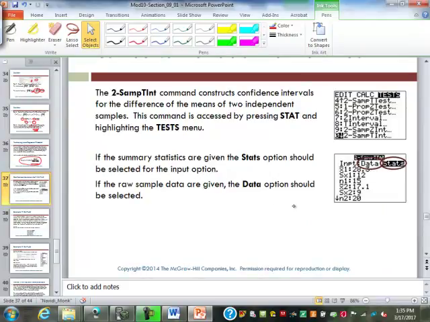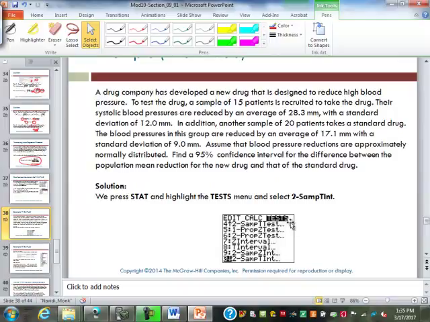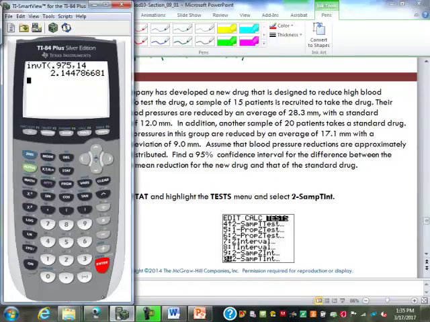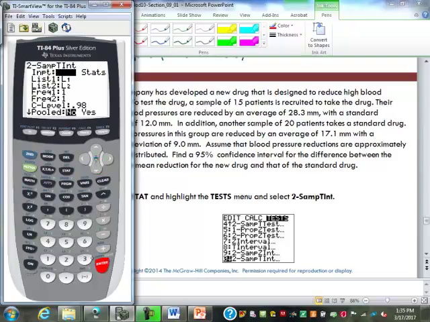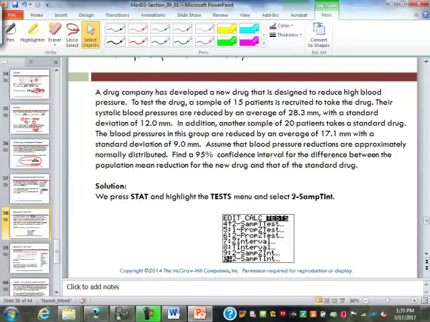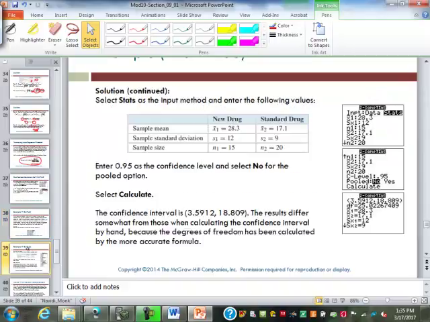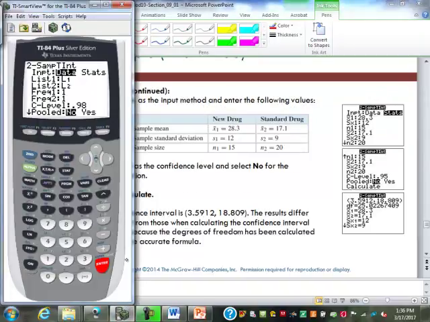We had the option of doing data or stats. Let's go to stat, test. This is going to be an interval, so we arrow down here to two sample t interval. And what we have here are the statistics, so we're going to switch over to stats now.